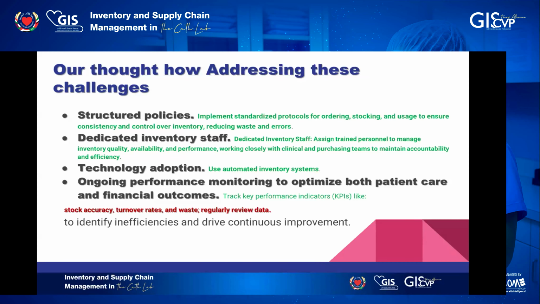Ongoing performance and monitoring optimize both patient care and financial outcome. We track performance KPIs, a little bit manually. We have three or four points: stock accuracy, turnover rates, managing waste, and regular data review. We make sure to identify all those points to identify inefficiency and drive continuous improvement.